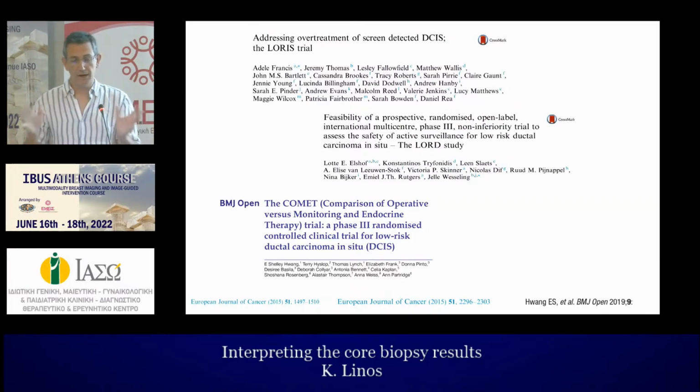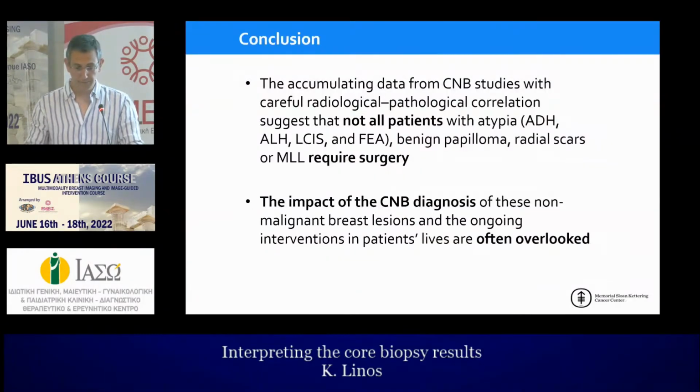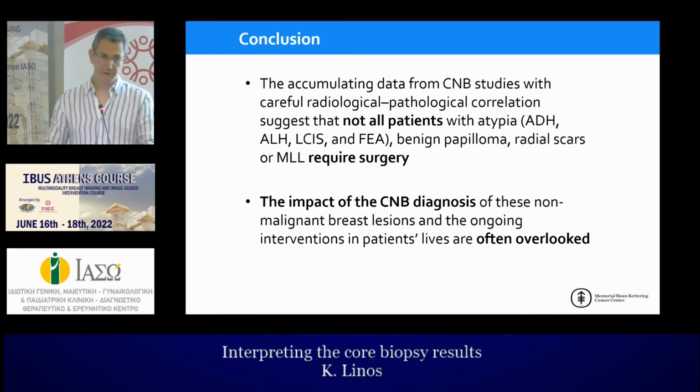And there are a lot of studies trying to find out how we can do fewer surgical excisions safely in these patients, and there are ongoing trials to see which patients with DCIS can be offered surveillance and not surgical excision. We'll see what comes out of that. So the accumulating data on core needle biopsies show that after careful radiological correlation, which is imperative, not all patients with atypia require surgery. Many of these patients can be safely observed.